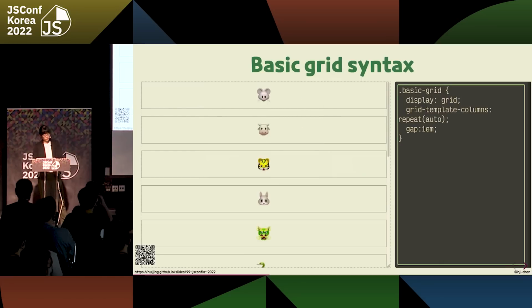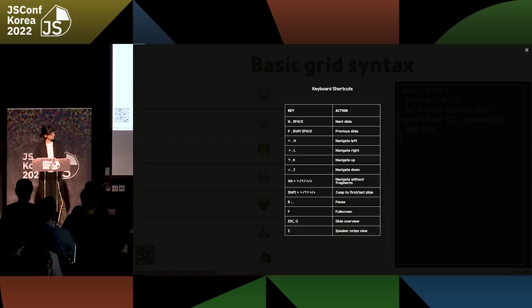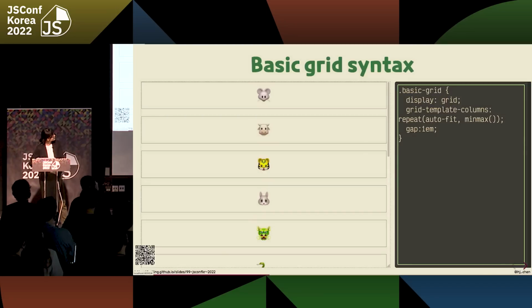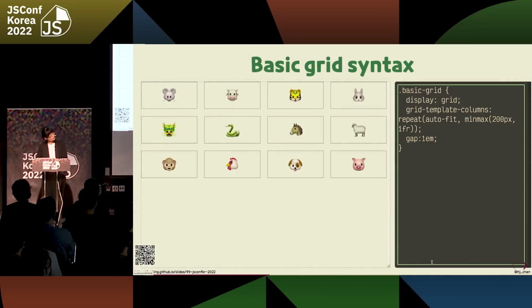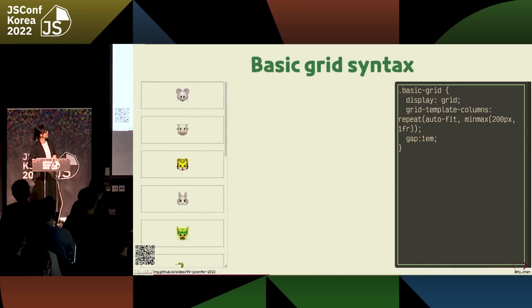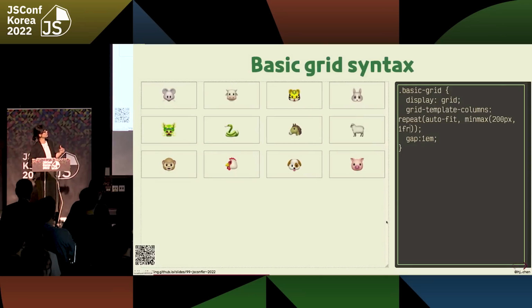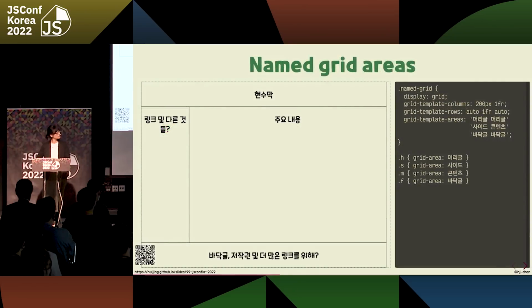Another helpful feature would be keywords. For example, if we use auto-fit in combination with another function like the minmax function, you can actually do responsive design without media queries. So if this is something that fits your use case, you don't actually have to do media queries to do something like this with the help of these functions.